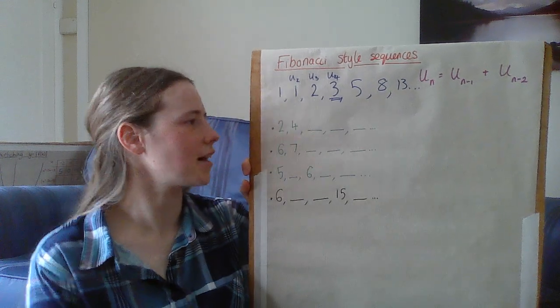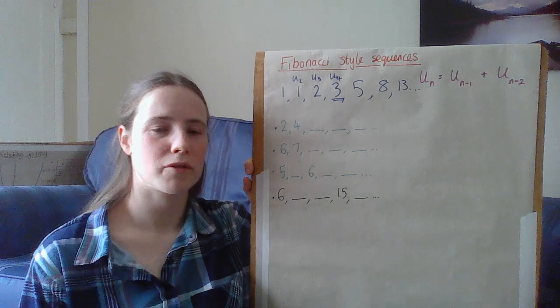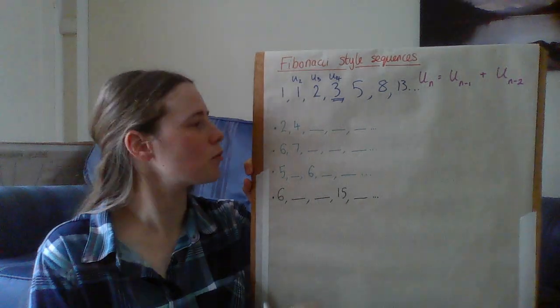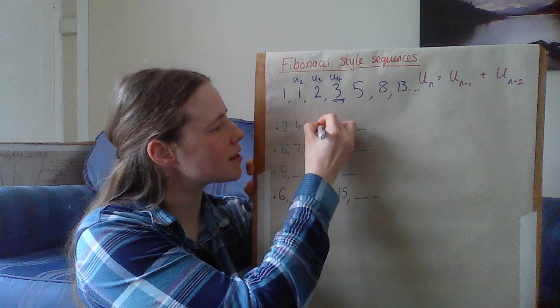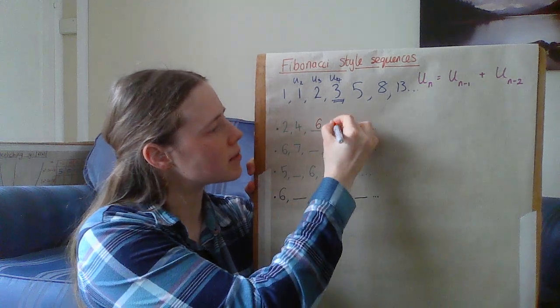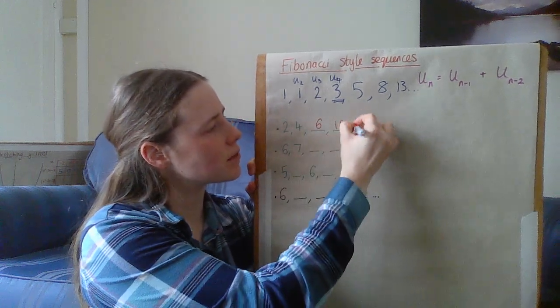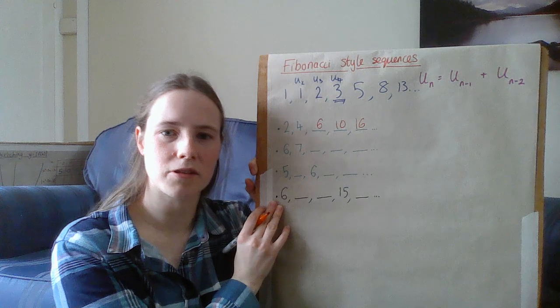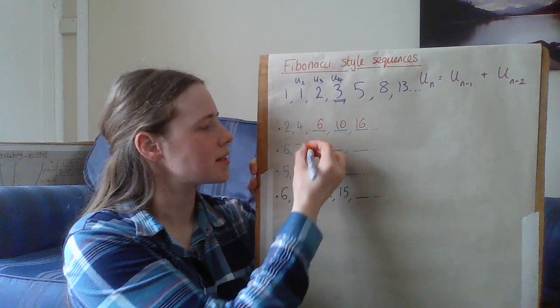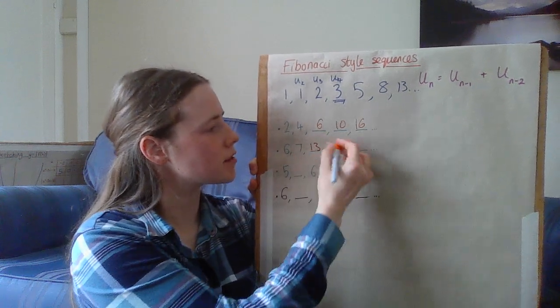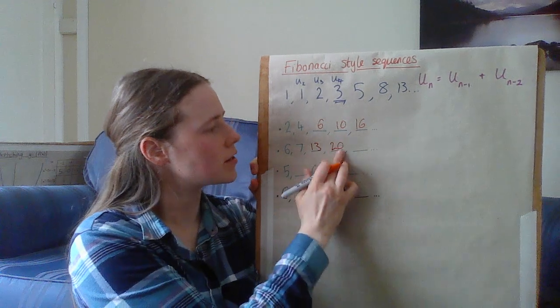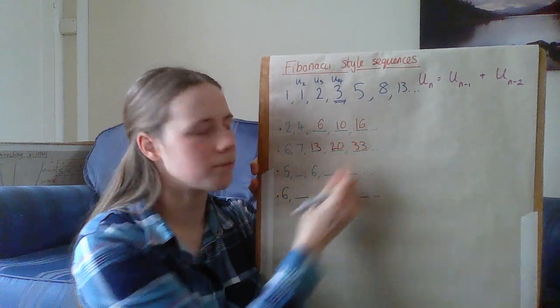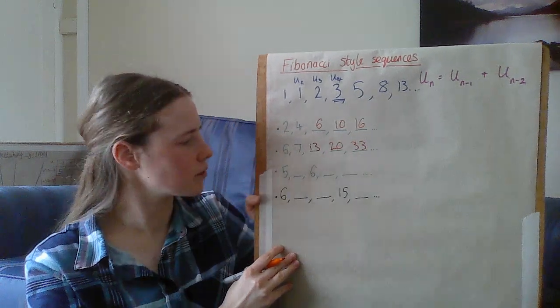Okay, so I'm going to go through the answers now. In order to get the next number in a Fibonacci sequence, you add the two ones before that. So 2 plus 4 gets me 6, and then 4 plus 6 gets me 10, 6 plus 10 gets me 16, and I could keep going, but I'm going to stop there. 6 plus 7 gets me 13, 7 plus 13 gets me 20, 13 plus 20 gets me 33. And I could continue that as well if I wanted to.